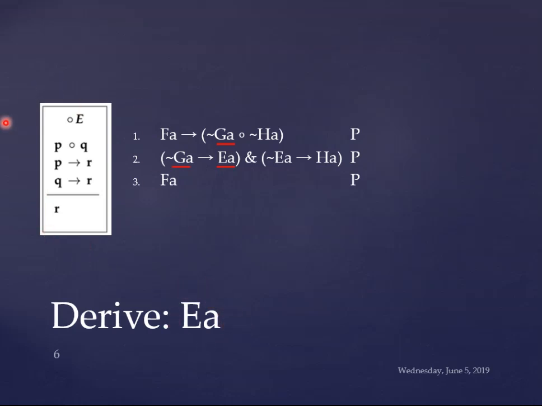So that tells us this is going to be used in our last line. Okay, so what that means then is that we have to get these three requirements. Now we have two of them that we can eliminate fairly easily. We can do arrow elimination with lines 1 and 3 and get the disjunction. We can do conjunction elimination and get this part. But we're going to have to create the Q arrow R pattern, which would say not HA, arrow EA. That one we're going to have to create.